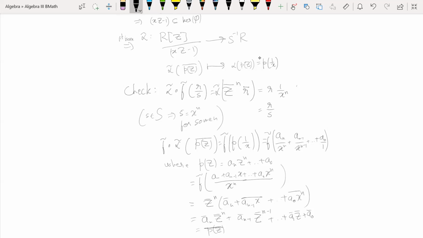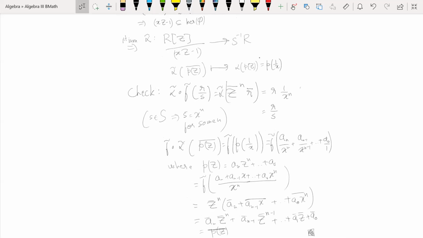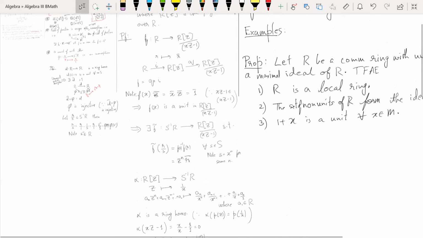So that completes the proof. I thought it would take less time, but it took a little longer. That completes the proof that these two are actually inverses of each other.